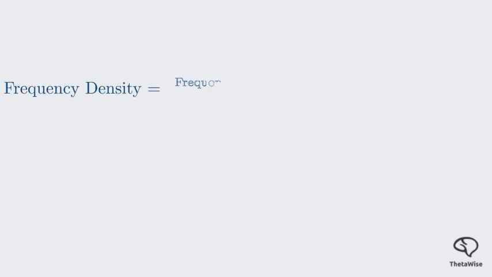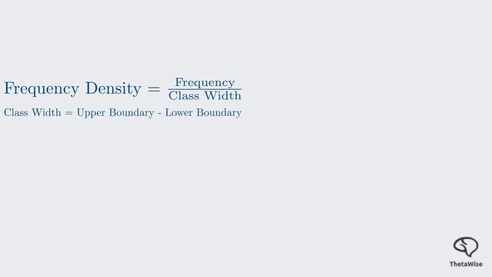To calculate the height of our bars, we use the frequency density formula. You must memorize this for your exams. The class width is simply the difference between the upper and lower boundaries of a group. Let us apply this to the data we saw previously. For the first group, the width is 10 minus 0, which is 10. 10 divided by 10 gives us a frequency density of 1.